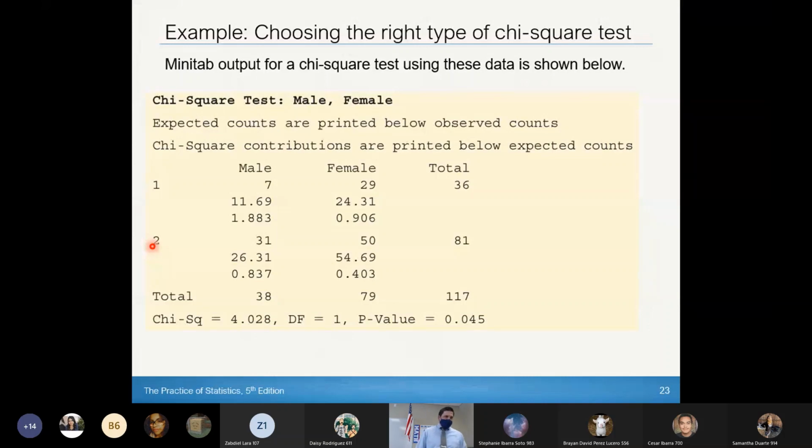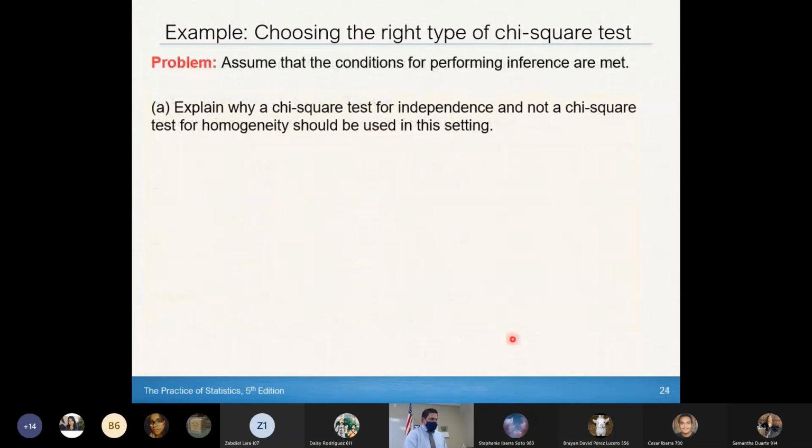They used some fancy software called Minitab to output a chi-square test using these data, as shown below. Once again, we have observed, expected, and then the contribution to the chi-squared statistic. This also gives us the chi-square statistic, which is 4.028. We have degrees of freedom equaling 1. We had 2 minus 1 times 2 minus 1, which is 1. And our p-value is 0.045. We're going to assume that the conditions for performing inference are met.